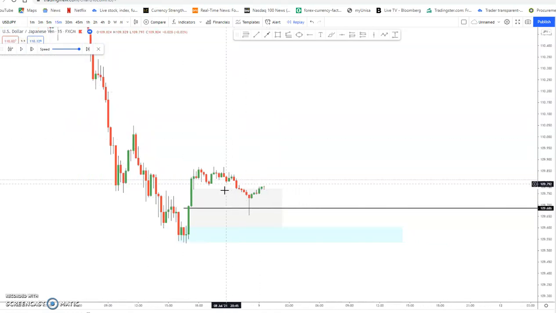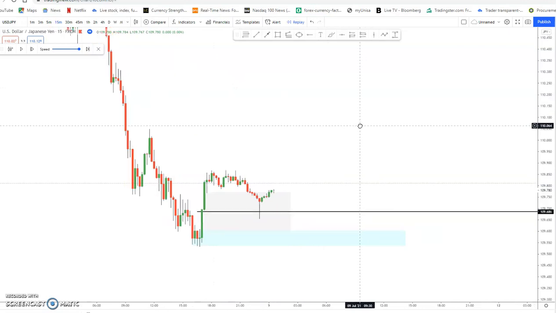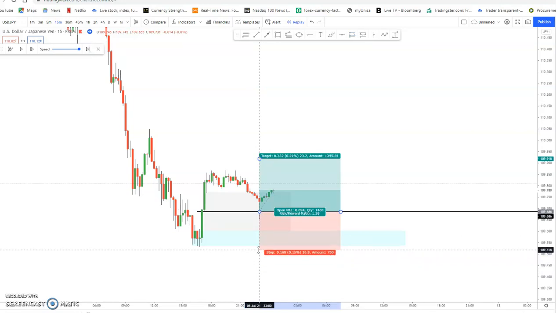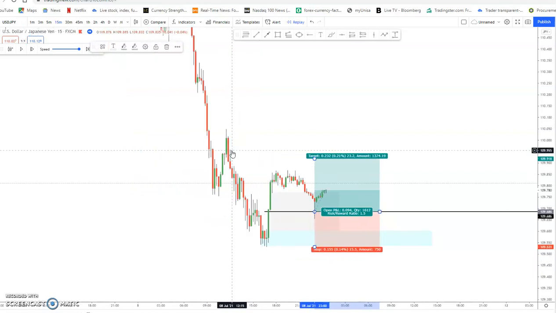Okay, so it comes back to fill 50% of this imbalance, which means you could also take your entry from here. And then just to be safe, your SL would be below the order block. So about 15 pips, which is obviously a good stop loss.